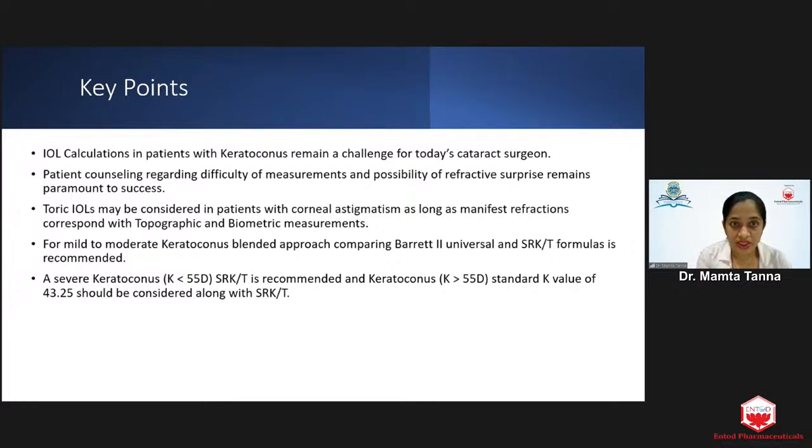Toric IOLs may be considered in patients with corneal astigmatism as long as manifest refraction corresponds with topographic and biometric measurement. It should be matching. For mild to moderate keratoconus, blended approach comparing Barrett to universal and SRKT formulas is recommended. In severe keratoconus cases, standard case should be considered.